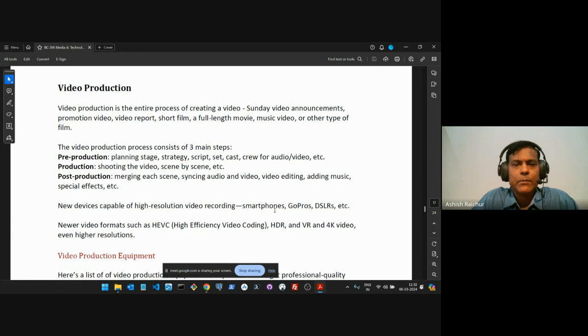Generally, I'm not saying for everything, but generally, video production has these three stages. Okay? There's pre-production, so you need to plan. What are we going to do? What's the strategy? What's the script? Who are going to be the actors? And who will do the audio-video recording? Right? So you plan this.